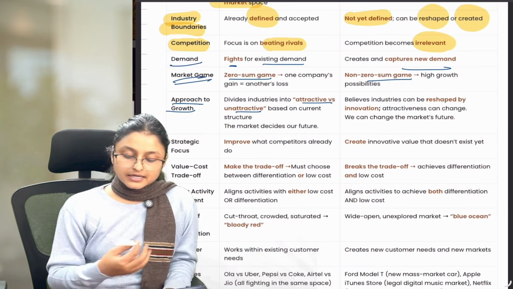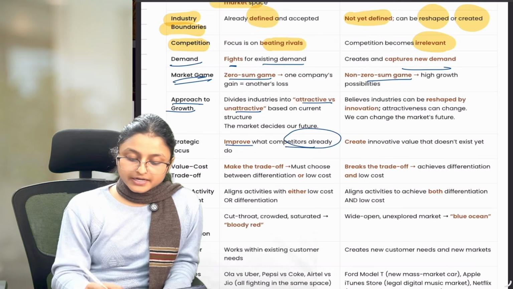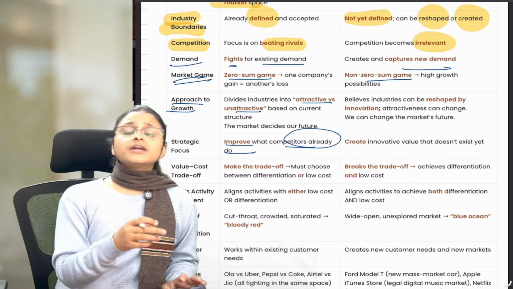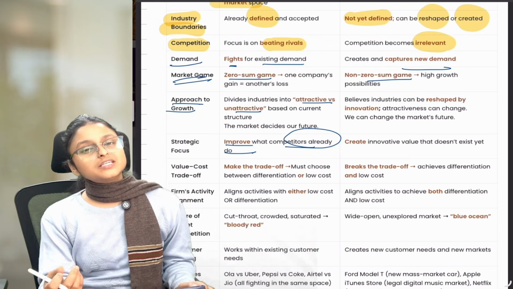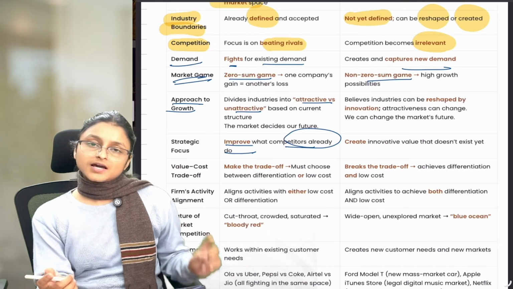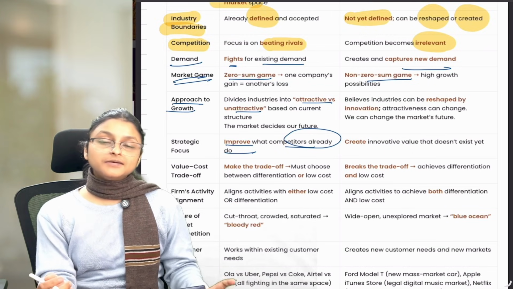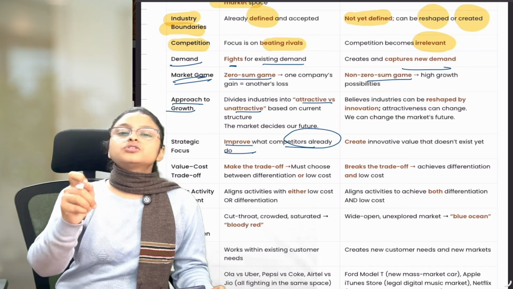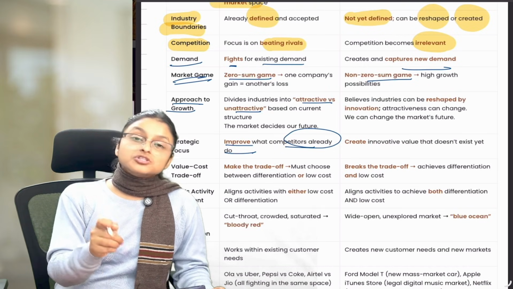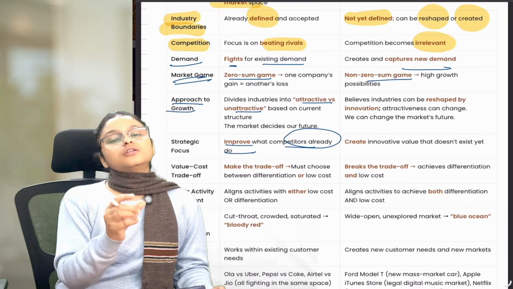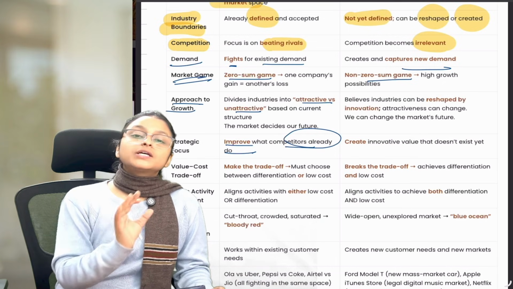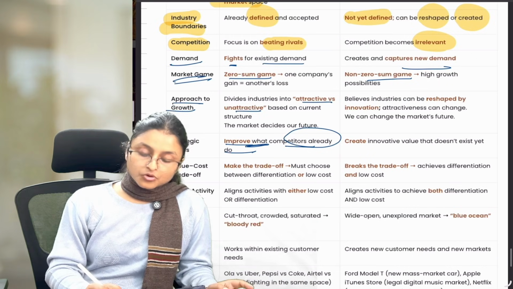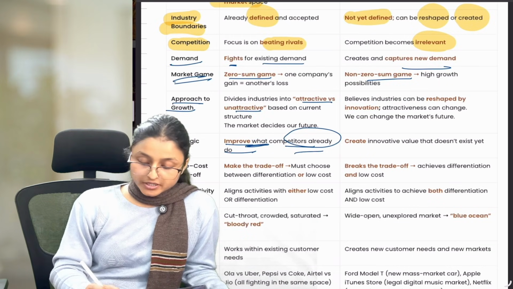Strategic focus. Here our focus is to improve what already exists or what competitors are doing. We are just doing it in an improved manner. Like we have seen the example of iPhone. Earlier, touch screen phones were available. iPhone just improved what technology was already available. That means you are running in a red ocean scenario. You are following red ocean strategy here. So in iPhone's case, this was improvement of what competitors are already doing.